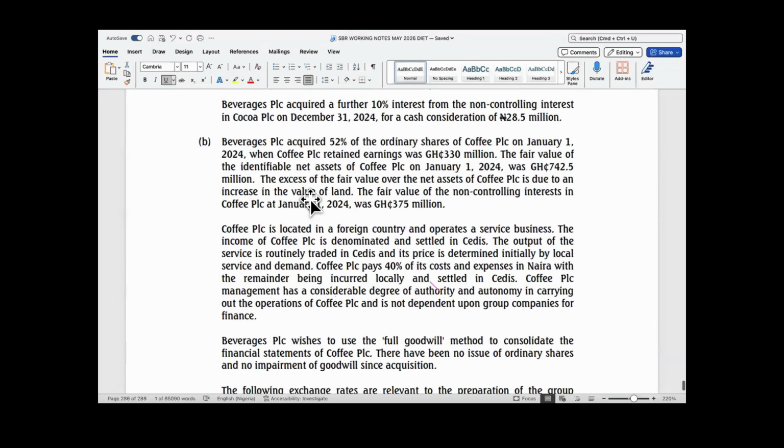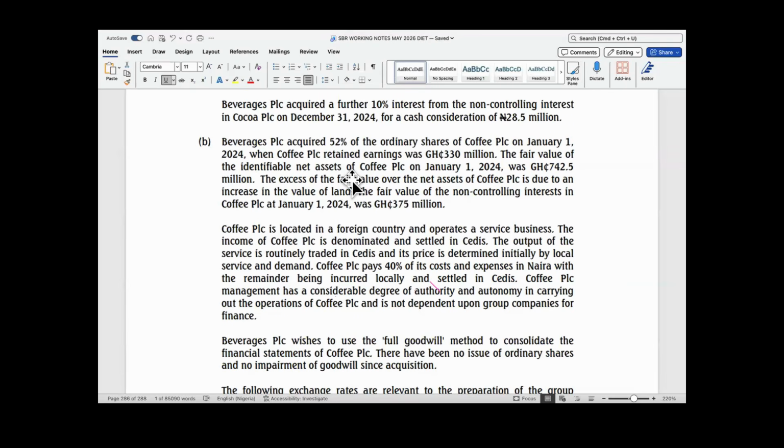Again, this is giving me details about the foreign subsidiary. And that's why the currency of acquisition is in another currency. So apparently I have controlling interest because I bought 52%. So NCI is 48%. And I was given the retained earnings of the foreign subsidiary at the date of acquisition. That's the pre-acquisition retained earnings.